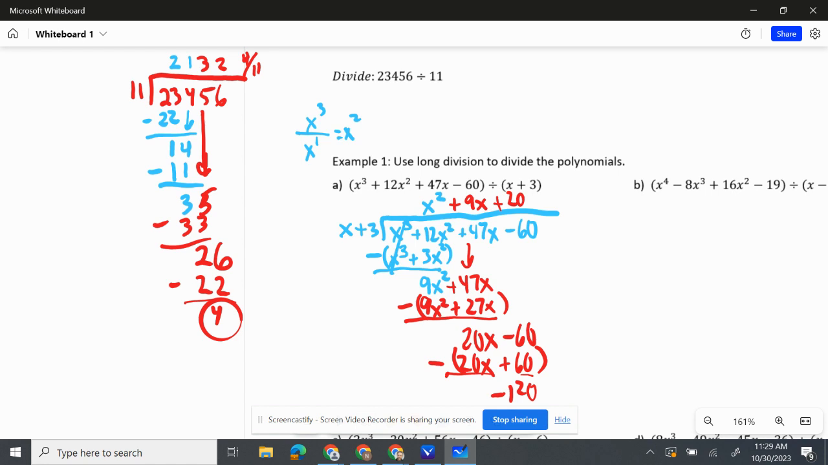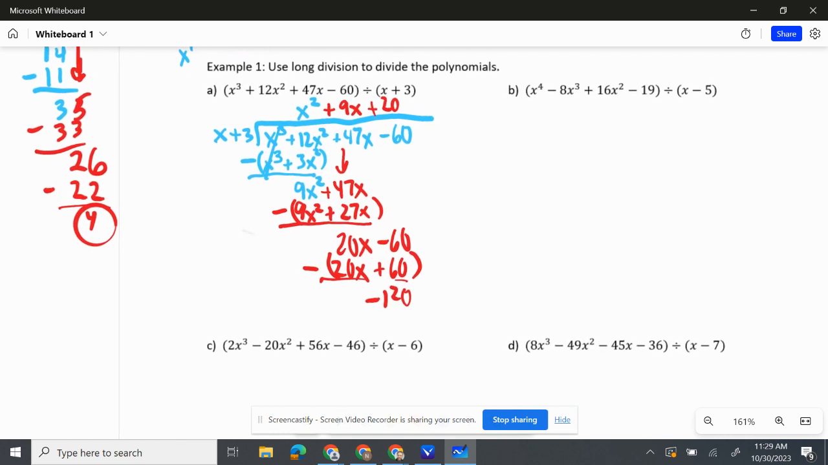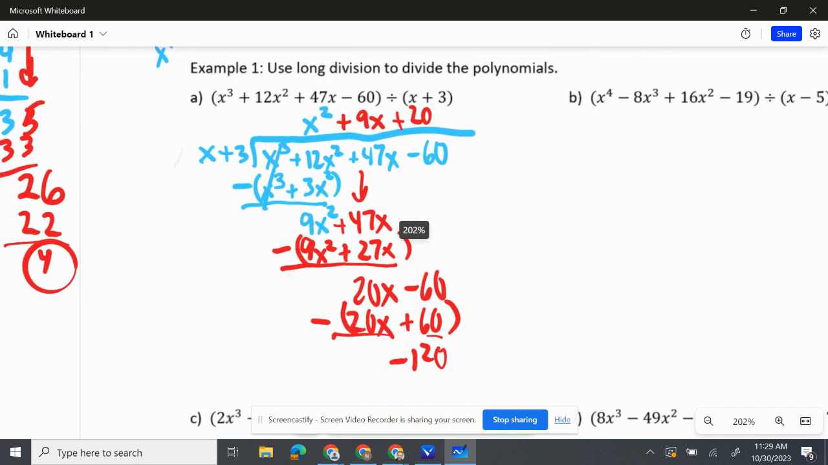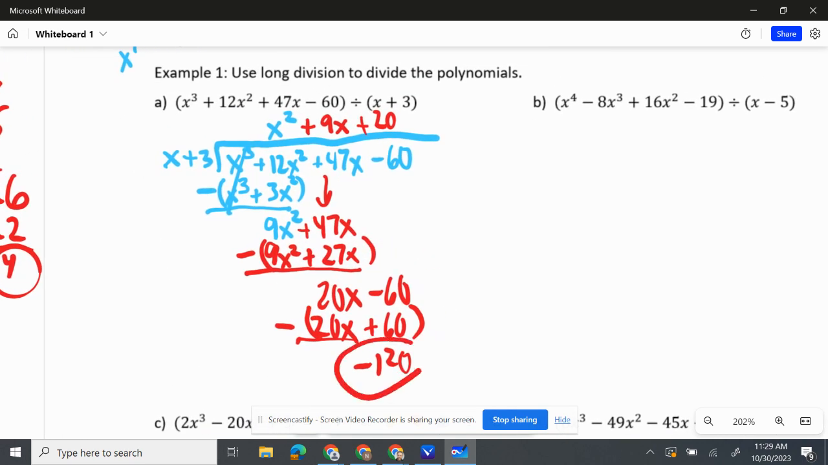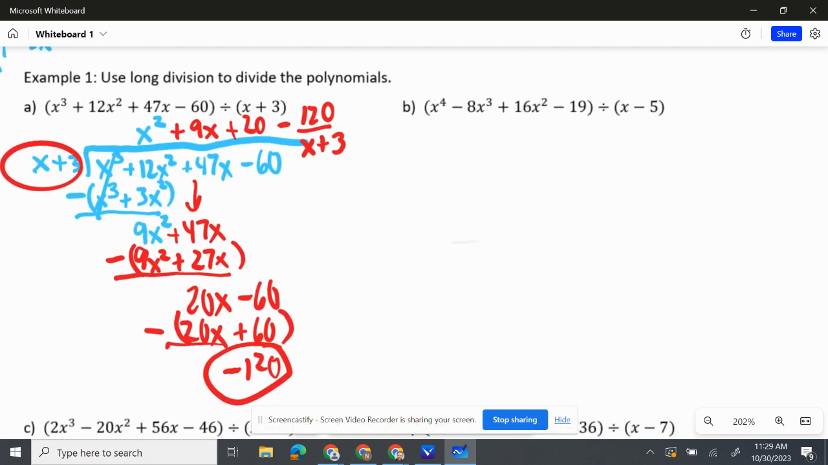So in the same way, when I'm looking at my polynomial, what I'm going to do is take my remainder, and that's negative 120, and I'm going to divide it by my divisor, which is x plus 3. And that right there is my answer. Let's look at another one.